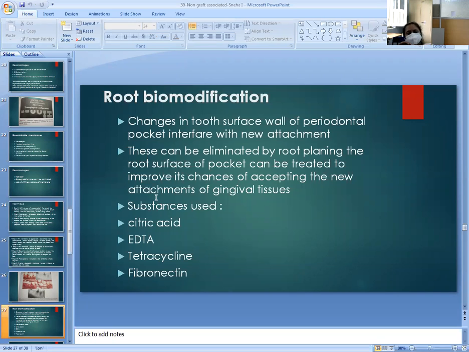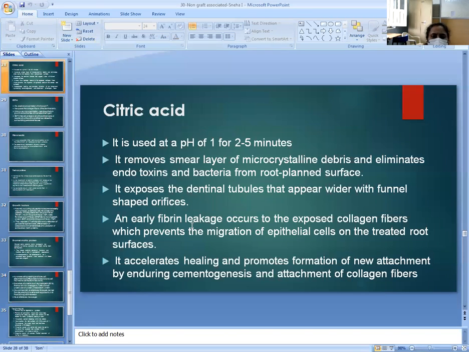Because if the root surface is not proper, or some granulation or microorganisms remain on the root surface, then it will interfere with the attachment of the flap. So various treatment materials are used, like citric acid, EDTA, tetracycline, fibronectin. Citric acid removes the smear layer from the root surface, and it opens the dentinal tubules. Patency of the dentinal tubules is clear.